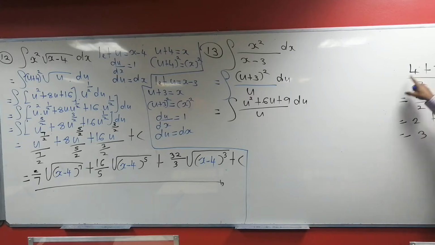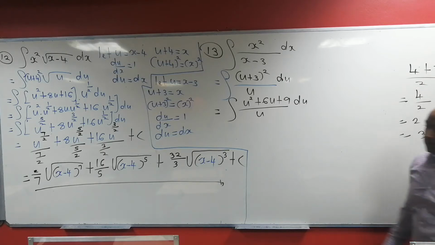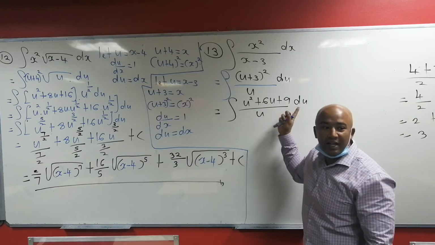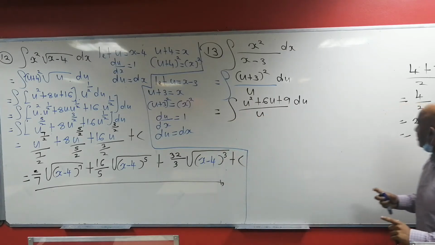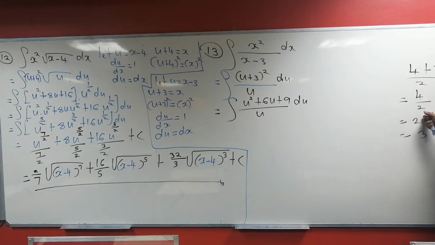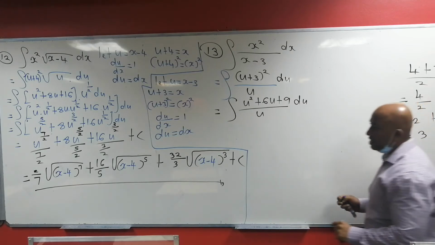But we cannot add here. Now here we could add, we could go 4 plus 2, which is 6, and 6 divided by 2, which is 3. But here we cannot add because these are not like terms. These are unlike terms, so we have to use the first technique. The first technique will be separate them into individual fractions.